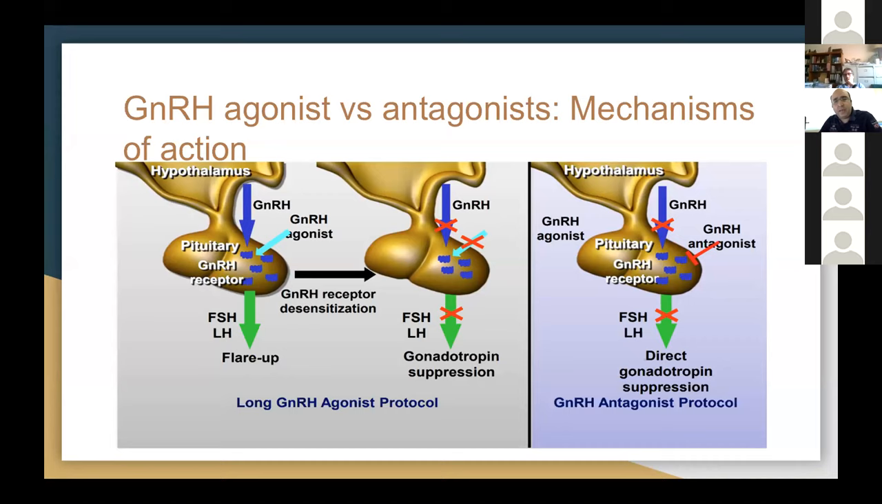Here we can show the role of GnRH agonist on the pituitary gland and the effect of antagonist on the pituitary gland. In the agonist, we have a block of the receptor, but initially a huge release of gonadotropin, and then we have the down regulation. On the other hand, in the antagonist protocol, we block the receptor, so the GnRH will not affect this receptor, and ipso facto we have a decrease in FSH and LH, and a down regulation, and then we can start.